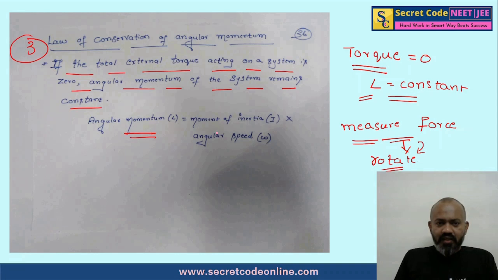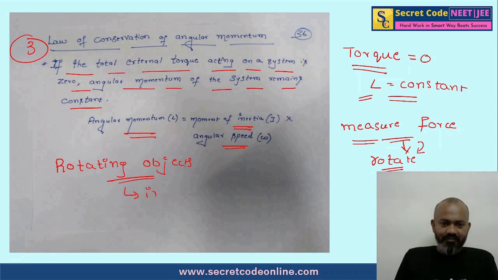And we know that angular momentum is equal to inertia into angular speed. Rotating objects will be having inertia and also momentum associated with its rotation, and this momentum is called angular momentum. That is what we have written here. The rotating object will be having inertia and also the momentum associated with its rotation, that is angular speed, and this is what is called angular momentum.